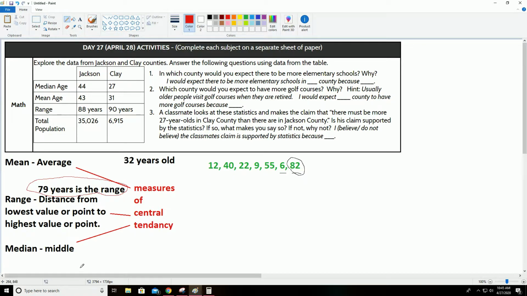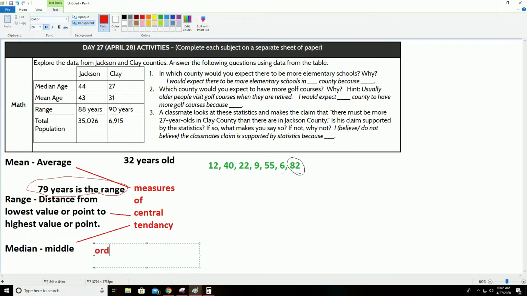Okay, and last but not least, the median. The median is the middle. So if I have 7 numbers like this, I should have a number that's right in the middle. I should have 3 numbers on this side, 3 numbers on this side, and 1 number right in the middle. The best thing to do to find the median is to put the numbers in order from lowest to highest, or least to greatest.